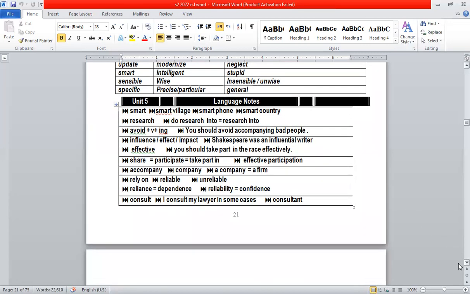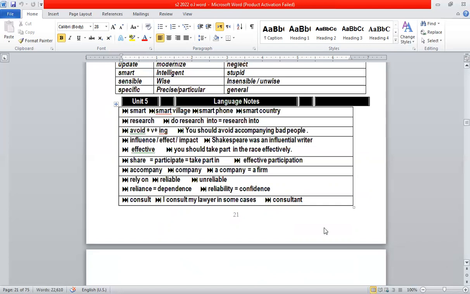Okay, let's go to the language notes. Smart, we say smart village, smart food, smart country. So we use the word smart with these words, collocated with smart village. Here we have something in Egypt, we call it smart village. Smart food, of course, you know it, smart country.